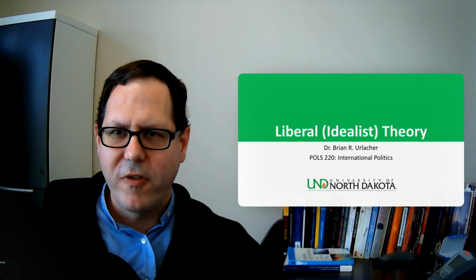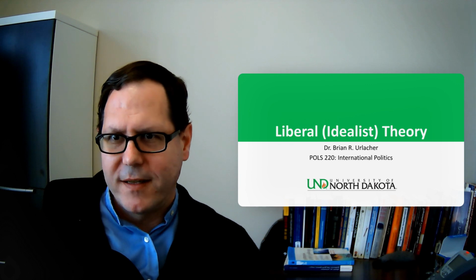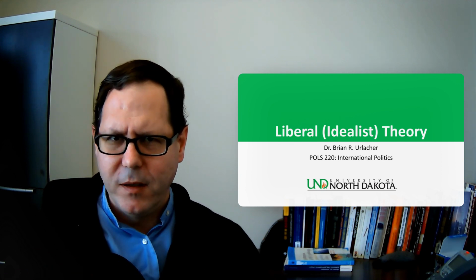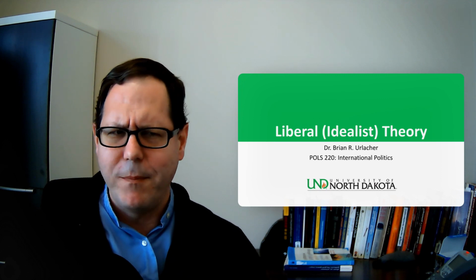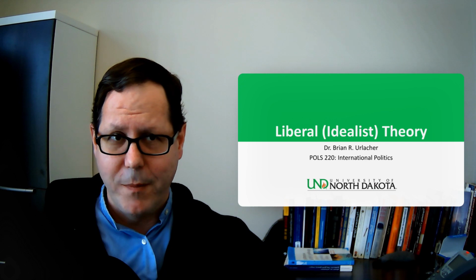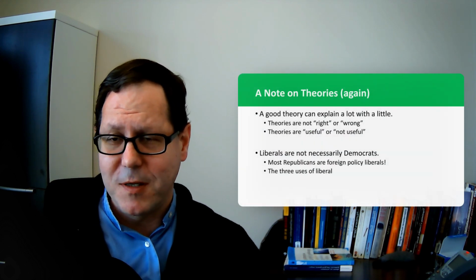So we've been talking through theories of international politics, and we've introduced the idea of realist theory, and now I'd like to talk through the counterpunch to realist theory, liberal theory, which has historically been referred to as idealist theory, although I think liberal theory is probably the more common phrasing today. That having been said, I'm going to throw out some caveats here.